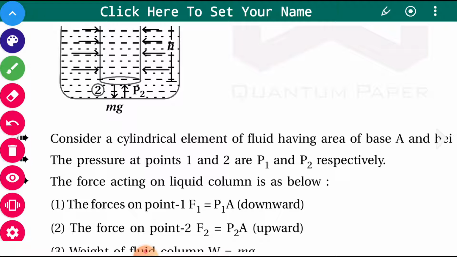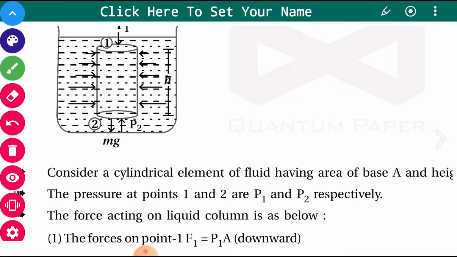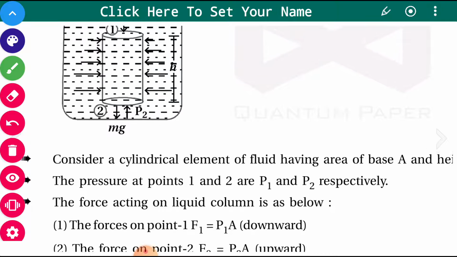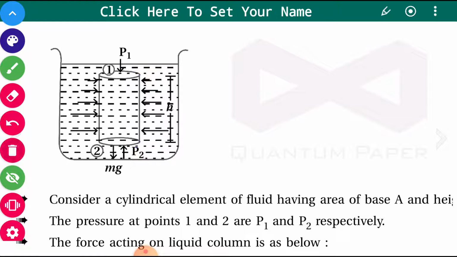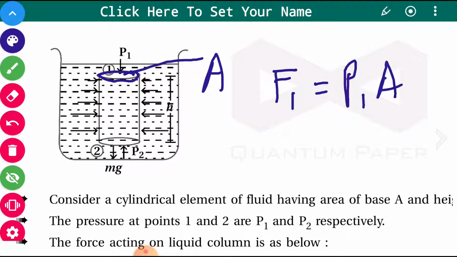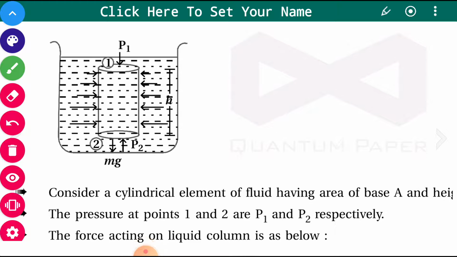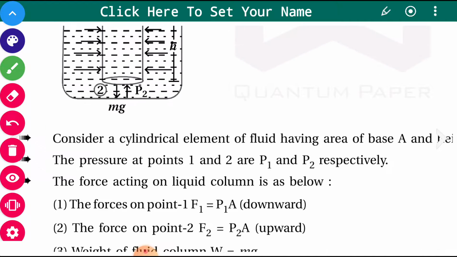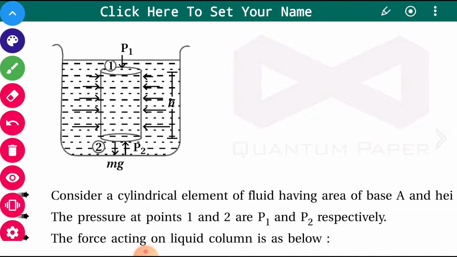Force acting on the liquid column is nothing but pressure into area. So we consider the area of cross section here as A. Then the force acting on the first surface, F1, will be P1 into A, and the force acting on the second surface will be P2 into A. So these are the two forces which are acting. The first force, acting on the first surface, is in the downward direction, while this force will be in the upward direction.